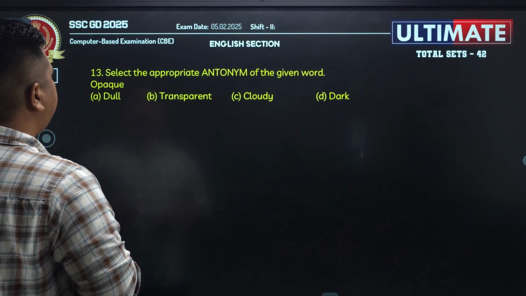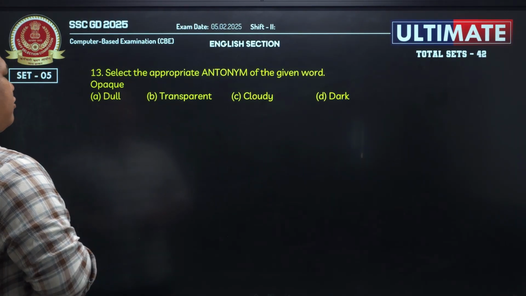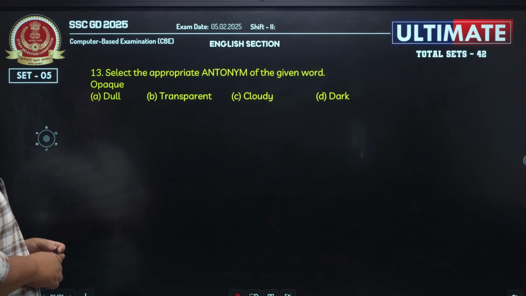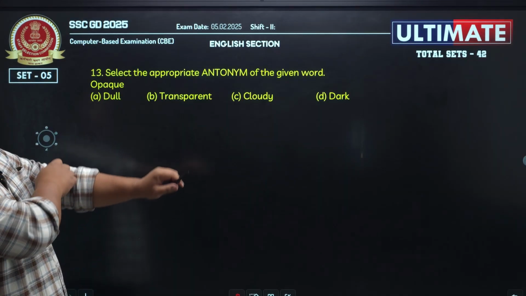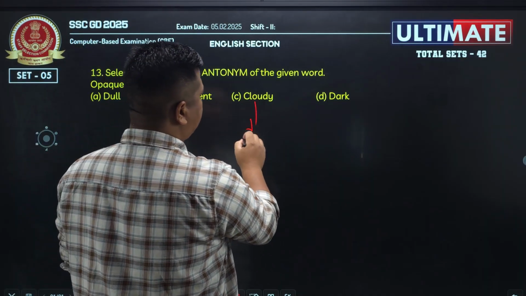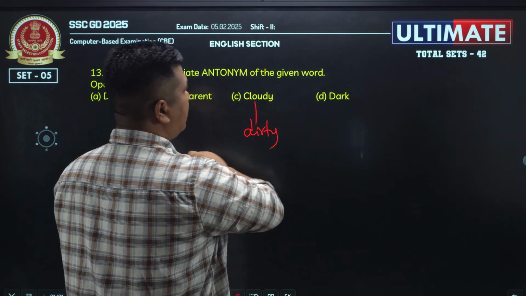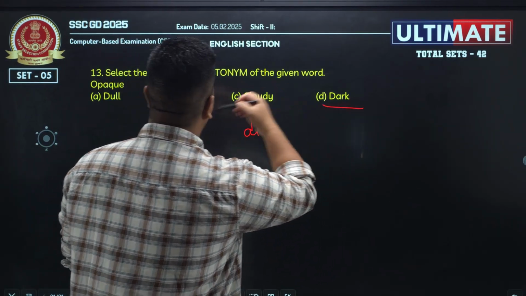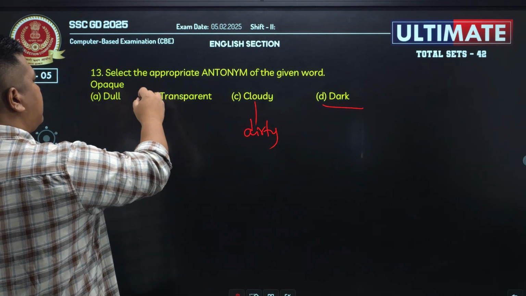13. Antonym of opaque. Opaque means you cannot see from one side to the other side. Cloudy, dirty, dark, all mean you cannot see through. So the opposite of opaque will be transparent.